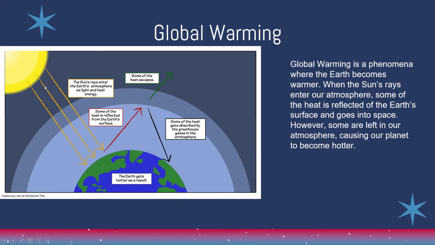However, some of the heat from the sun's rays actually get absorbed by the greenhouse gases in our atmosphere, represented by this black arrow. The greenhouse gases, we shall discuss them in the next slide. Due to the heat being absorbed, this causes Earth to get hotter.